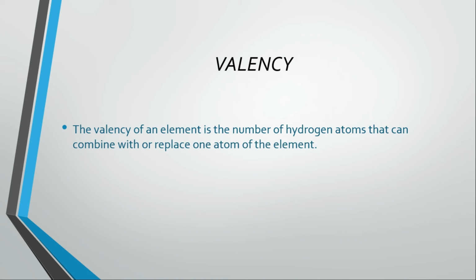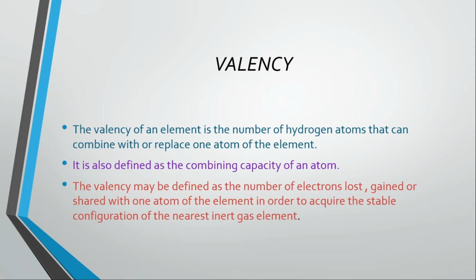When we talk about valency, there are different definitions that you will see in different books by different people. The valency of an element is the number of hydrogen atoms that combine with or replace one atom of an element. So how many atoms are replaced by hydrogen, that is called valency. Also you will see that it is defined as the combining capacity of an atom. Also we can say it is the number of electrons which it has lost, gained or shared with one atom of the element in order to acquire the stable configuration of the nearest inert gas element.